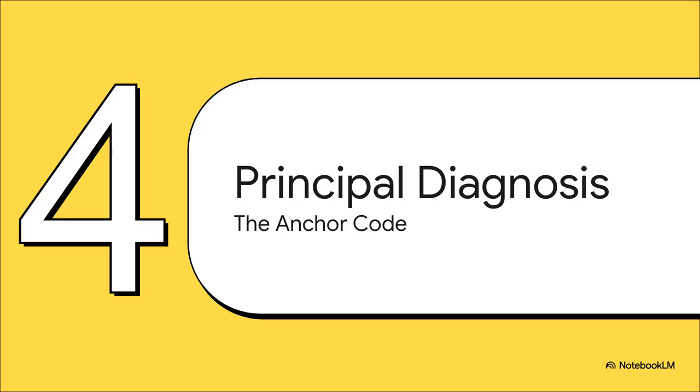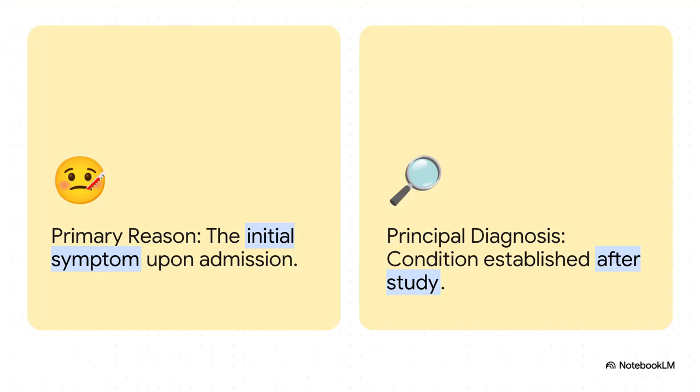Section 4. Principal Diagnosis Demystified, the Anchor Code. We've talked a lot about secondary codes, but everything relies on this foundation. Let's figure out the single most critical input, the principal diagnosis. This right here is where hospitals absolutely bleed revenue due to simple misunderstandings.